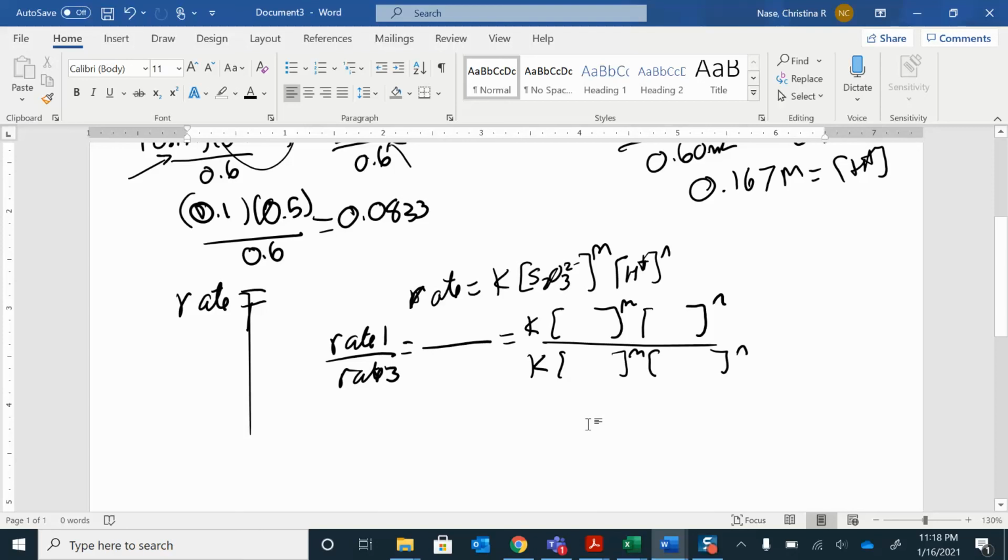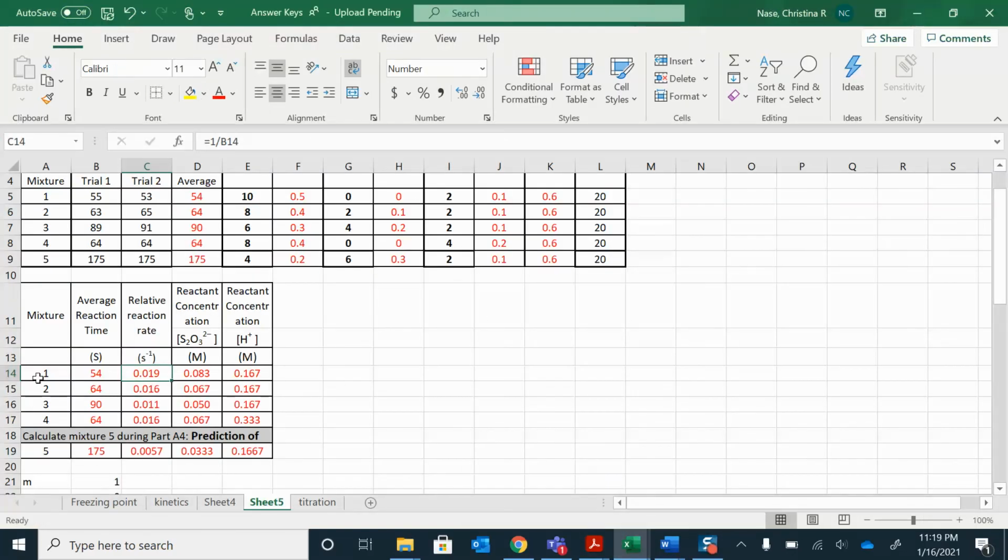Rate 1, 0.019, 0.011. And from the table, this concentration is 0.083 and 0.167, and this one down here is 0.050 and 0.167. Okay, so again, just pulling out experiments 1 and 3, so 0.05, 0.167, 0.083, 0.167.